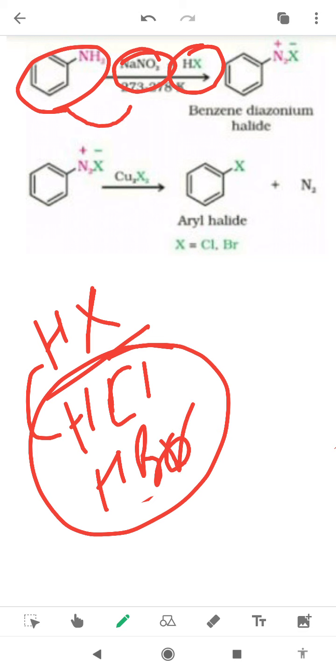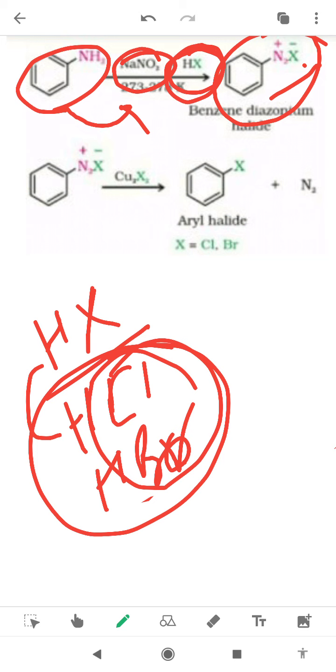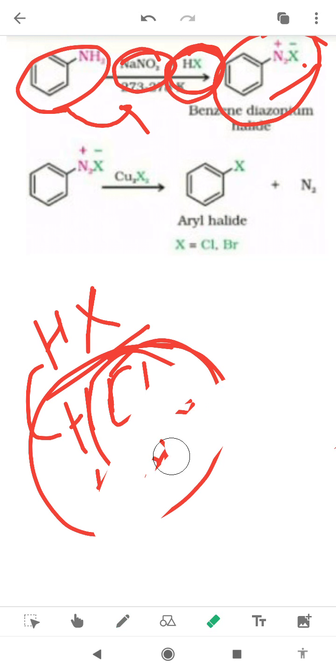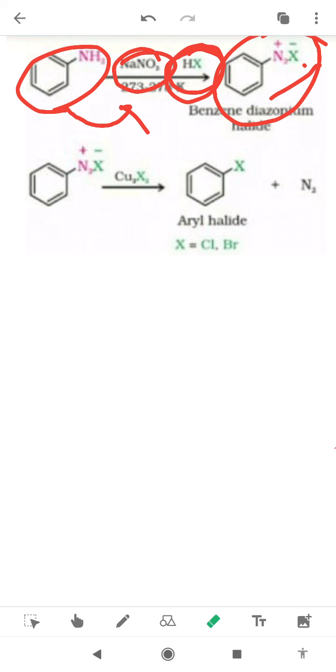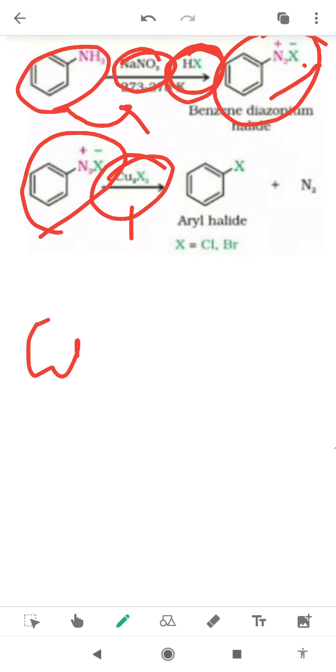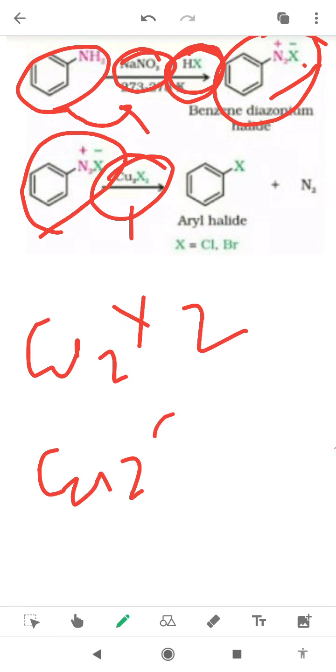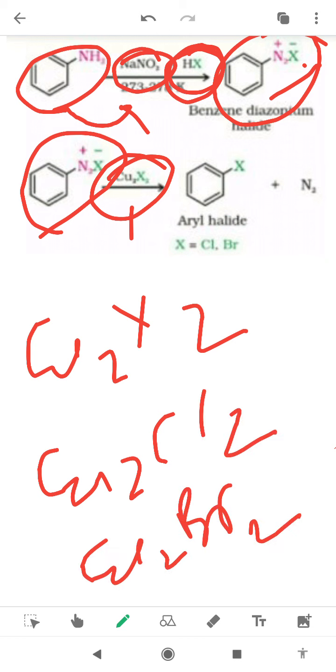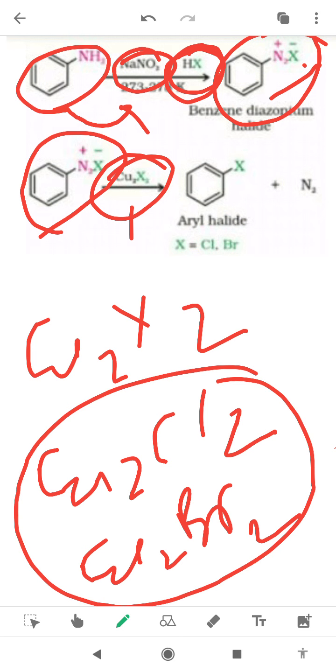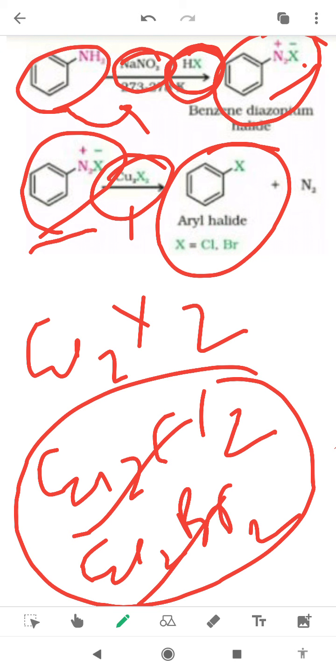So aniline reacts with sodium salt of nitrite and hydrogen halide, that gives benzene diazonium salt, in this case benzene diazonium chloride or benzene diazonium bromide, right? This is a stable compound which reacts with copper first salt, Cu2X2, which may be Cu2Cl2 or Cu2Br2, right? With these reagents, the diazonium salt reacts and gives aryl halide, which is the desired product. So this is a two-step reaction.